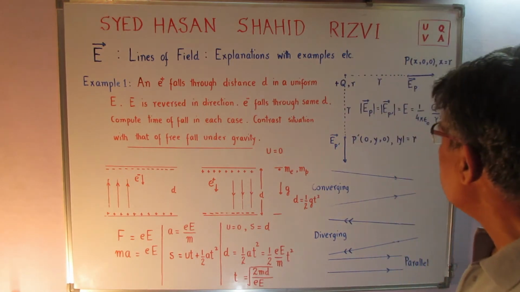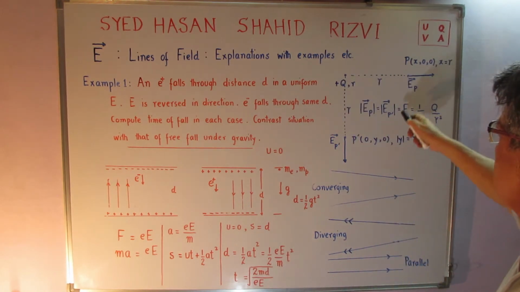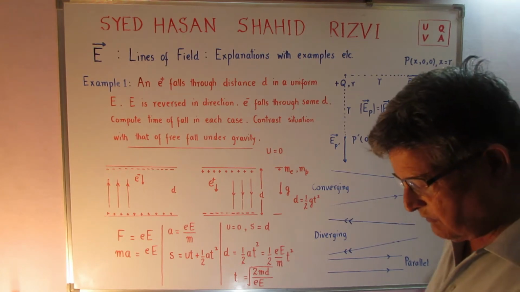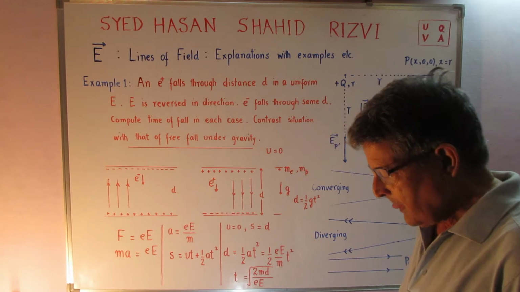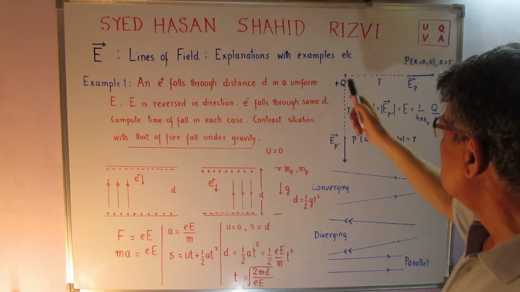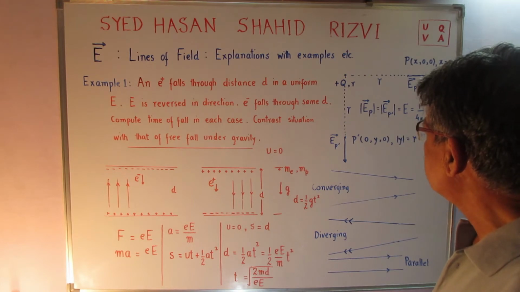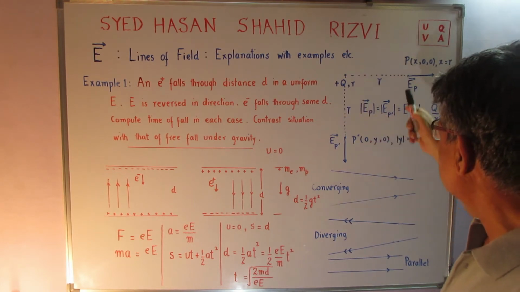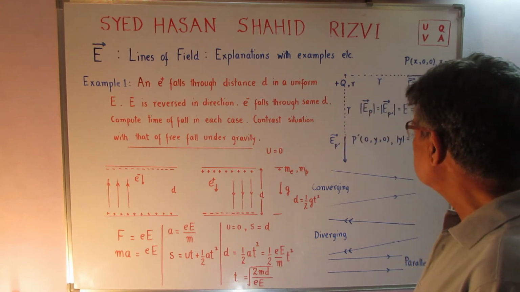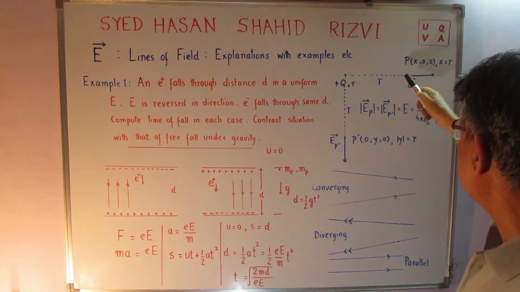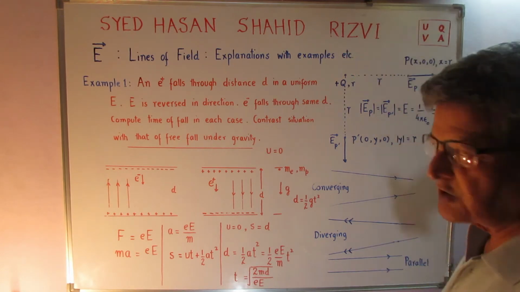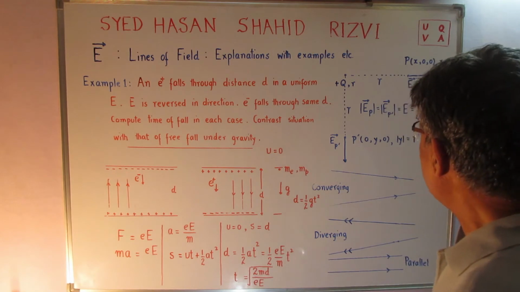Well, friends, I have E equal to 1 upon 4 pi epsilon naught times q upon r square in vacuum. And if I take a charge plus q here and ask what the field will be at a distance r, there is a point P. I have taken this as the x-axis, this as the y-axis, and this as the z-axis, which is coming out in the three-dimensional space.